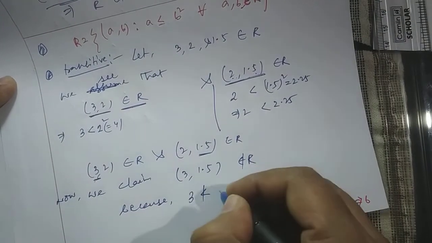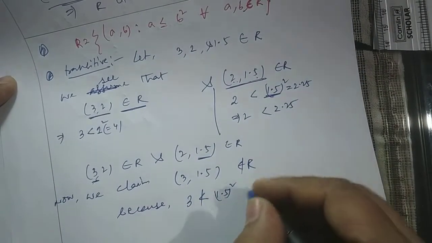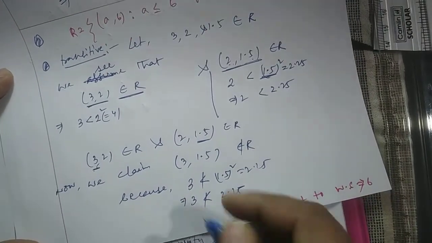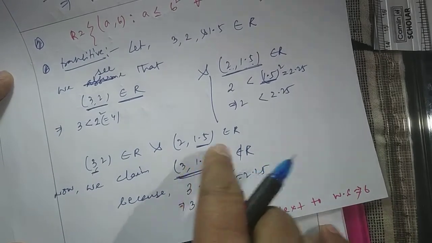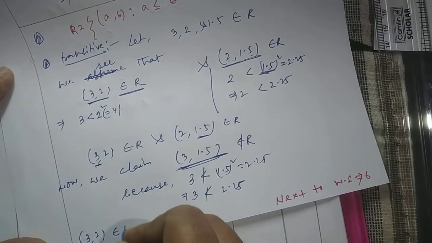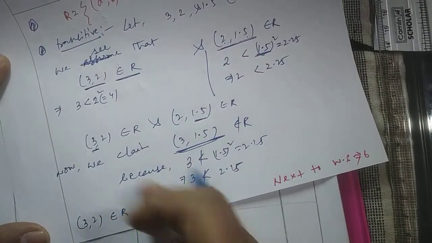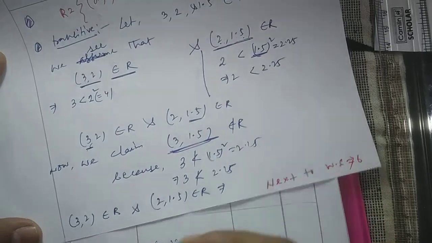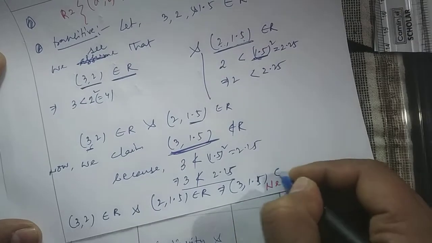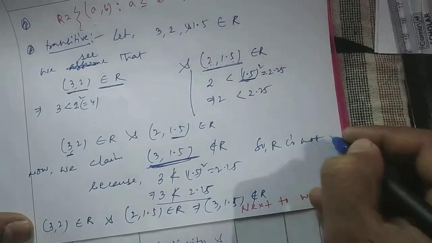Because 3 is not less than 1.5 whole square. We have seen the value of 1.5 whole square is 2.25. That means 3 is not less than 2.25. So that's why we claimed 3, 1.5 does not belong to R. That means firstly we have taken 3, 2 belongs to R as well as 2, 1.5 belongs to R because they were satisfying the given relation. But ultimately we have proved that 3, 1.5 does not belong to R. That means R is also not transitive.